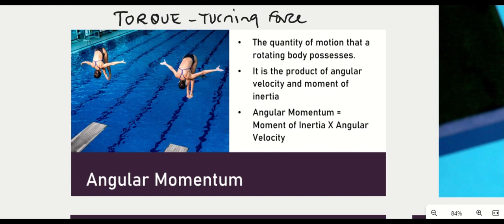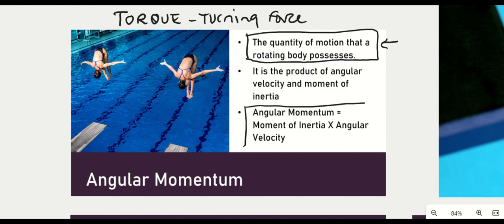Angular momentum, if you're asked about it, is the quantity of motion that a rotating body possesses. So how much turning motion do those two high board divers have? It's made up of two factors. Any question on angular momentum needs our definition, but it also needs the fact that it's made up of two things: moment of inertia multiplied by angular velocity.